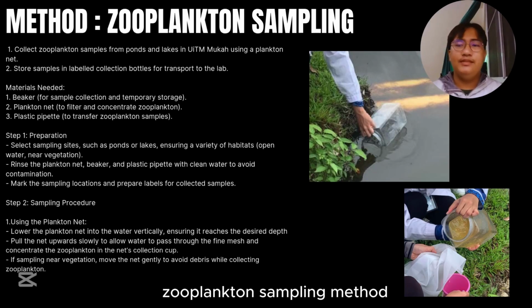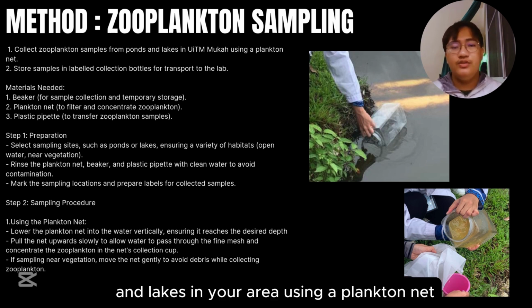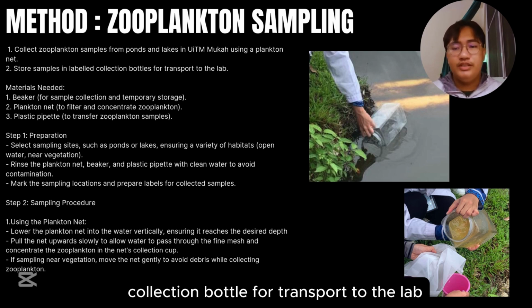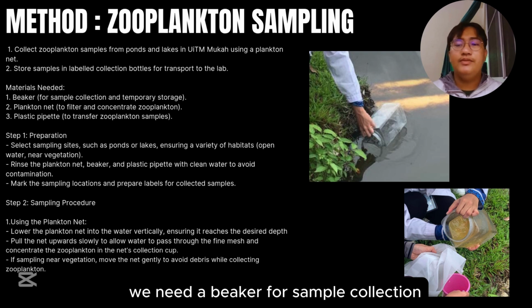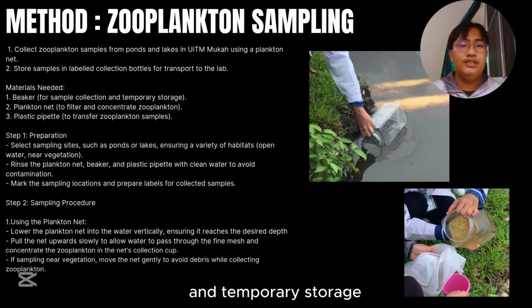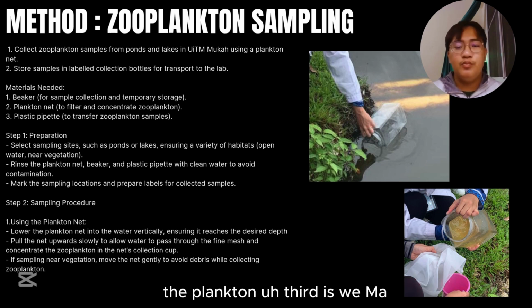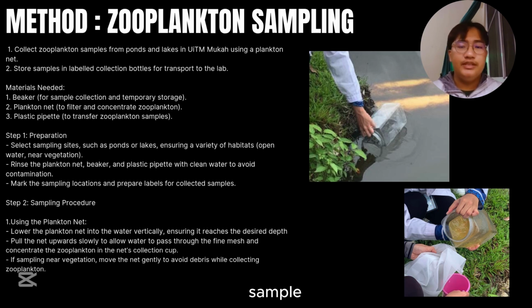Zooplankton sampling method. So first, we must collect zooplankton samples from ponds and lakes in Yuatemuka using a plankton net. Second is to store the sample in a labeled collection bottle for transport to the lab. For the materials needed, first we need a beaker for sample collection and temporary storage. Second, we need a plankton net to filter and concentrate zooplankton. Third, we must have a plastic pipette to transfer zooplankton samples.